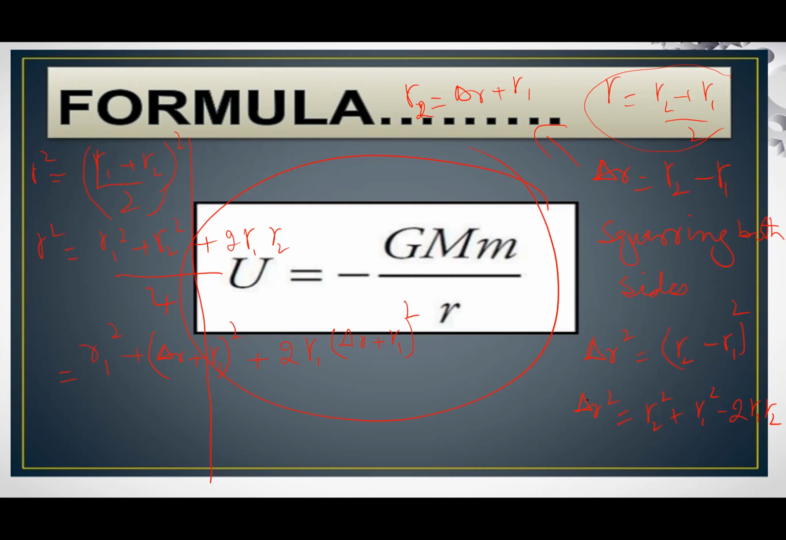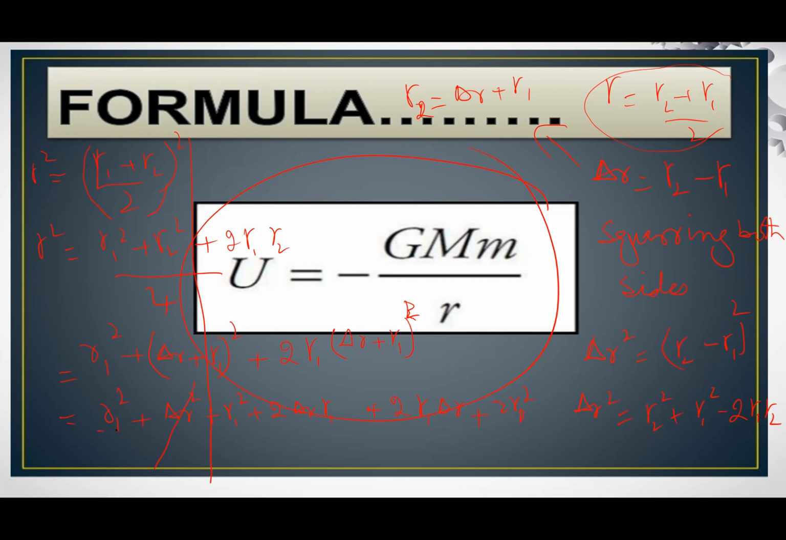So del R square, now write R1 square plus del R square plus R1 square plus 2 del R R1 plus 2 R1 del R plus 2R1 square. You will get this value. Ignore this term because this is a very small value.